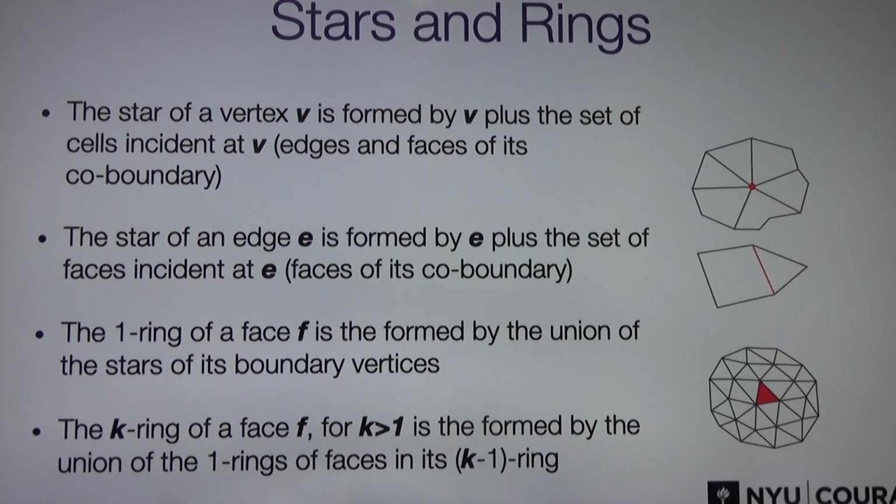So a few more definitions to bear in mind are stars and rings. The star, depicted on the right here, is a kind of vertex that is formed by the set of cells incident at this vertex. So all the mesh triangles, this is a kind of a singularity point in this mesh.